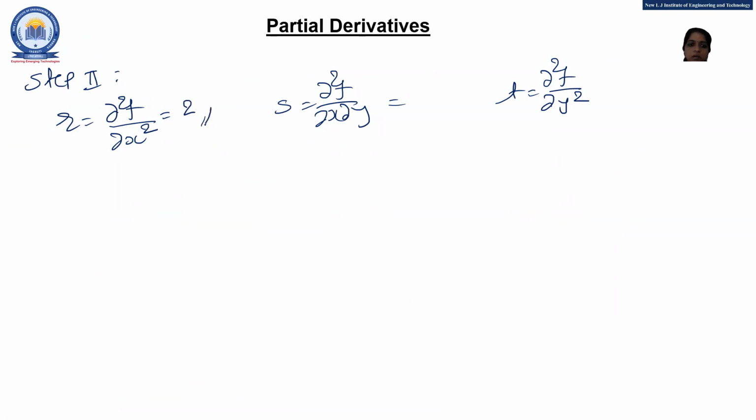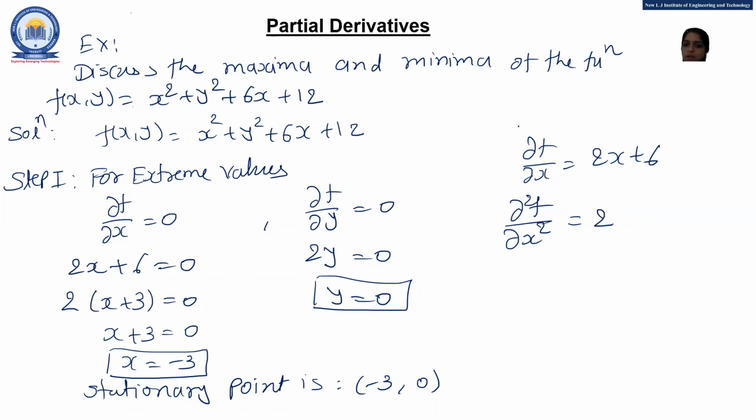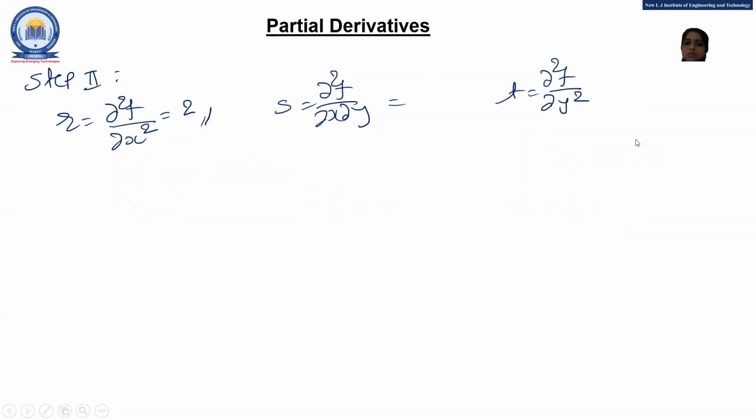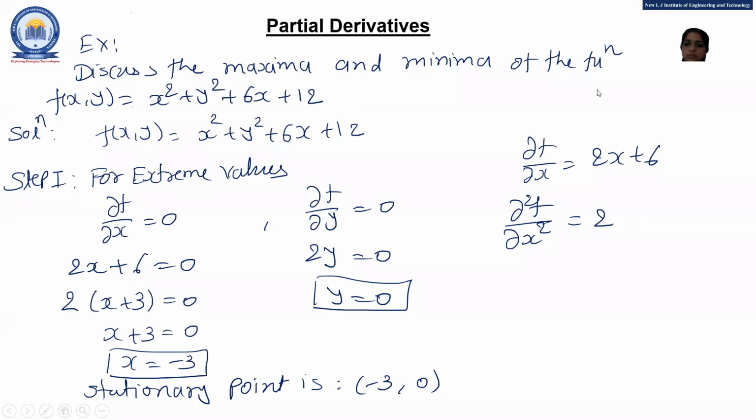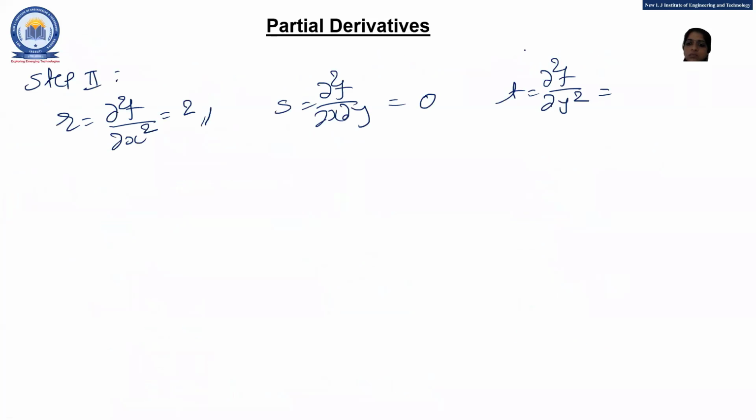Now for the S, the derivative of this del f by del x with respect to y, but there is no y. So del square f by del x del y is 0. And the derivative of this del f by del y is 2y. Now the second derivative, del square f by del y square, that is 2. So this is 2, right? So I got all values R, S and T. So I have completed my second step.